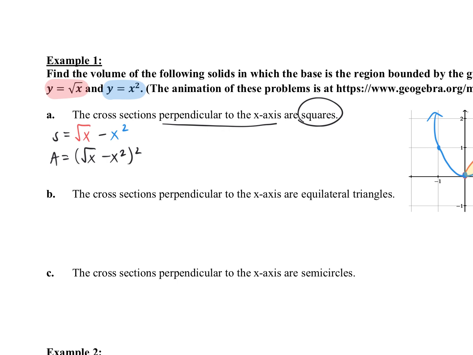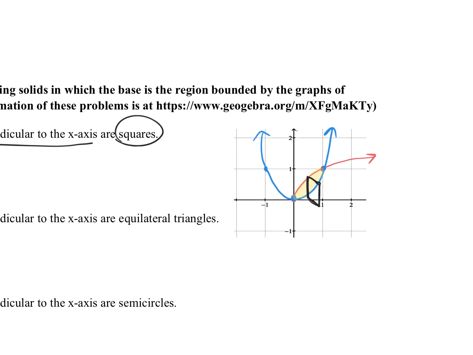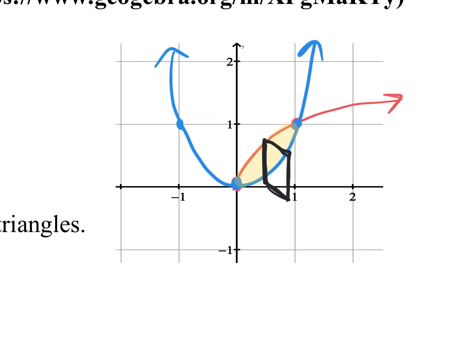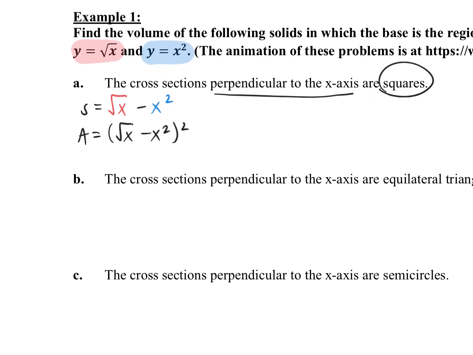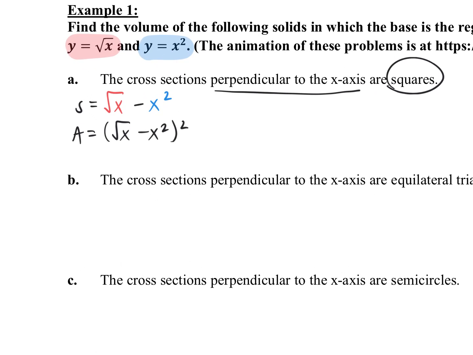Okay, now to find volume, I just have to integrate my area, okay? Where am I going to integrate my area from? What are my x bounds going to be here? 0 to 1, okay? So I'm going to integrate this function for volume from 0 to 1 of the square root of x minus x squared, squared.